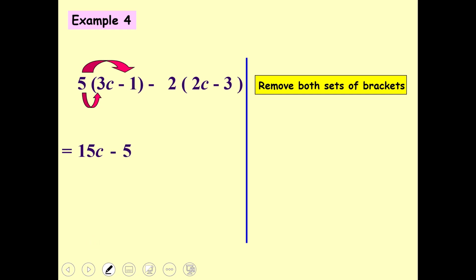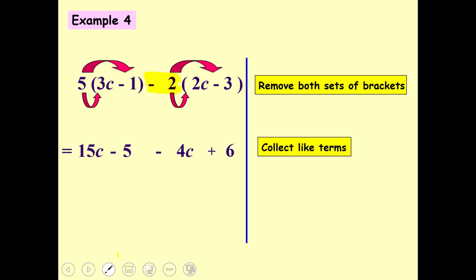And then our second bracket, we're going to multiply it out by negative 2. So that's why I'm saying be careful with your negatives. So negative 2 times 2c gives you negative 4c, and then negative 2 times negative 3 give you positive 6. That's why it's plus 6 there.